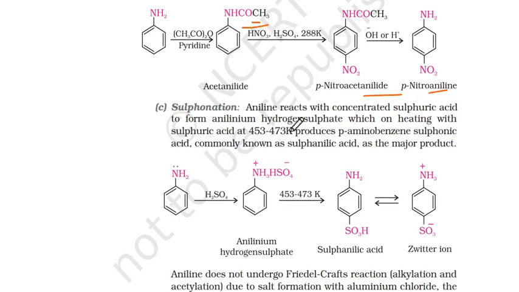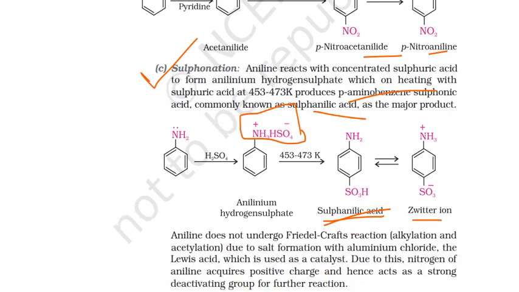Coming to sulfonation, again H2SO4 ke presence mein aniline reacts with concentrated sulfuric acid to form anilinium hydrogen sulfate, which on heating with sulfuric acid produces para-aminobenzene sulfonic acid. This is the intermediate that has been formed, and finally on heating you'll get sulfanilic acid. Alright, on the para position you'll have the sulfonic group, and this will be in resonance with this. Fine, which is known as sulfanilic acid. Para-aminobenzene sulfonic acid is also known as sulfanilic acid. This will be the major product. Zwitter ion will also be formed in the aqueous solution.